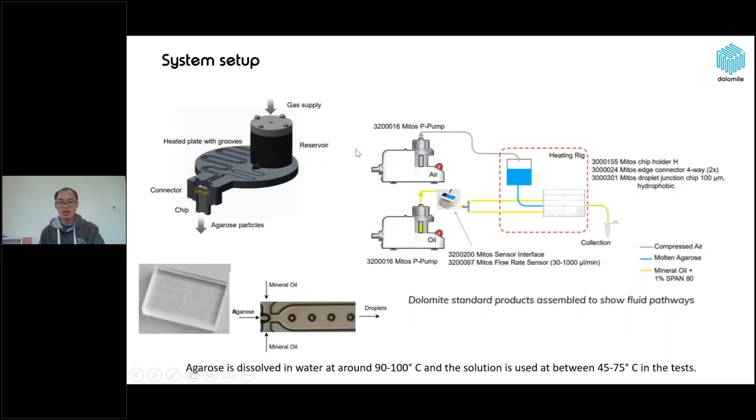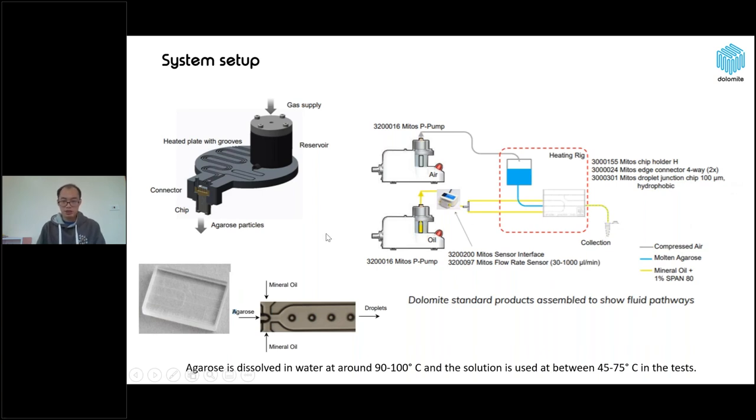In the system setup, we have two pressure pumps. One pump provides the droplet phase, which is the agarose phase, and the other pump provides the oil phase as the continuous phase. We have a custom part we call the heating disk for agarose, for heating agarose before delivering it to the chip junction. As you can see, this is the heating disk. It contains the reservoirs with the agarose before it goes to the chip, and a heated plate with a groove and connector, so it can be placed on a hotplate to control the temperature. The chip is located here, so the whole process is under temperature control.